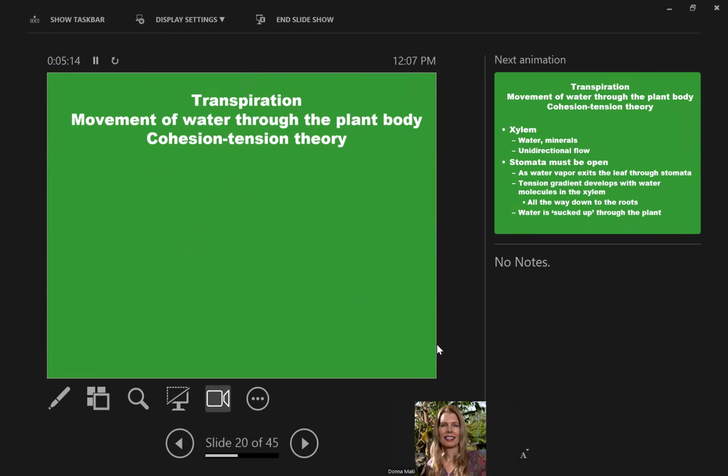One of the roots' main job, of course, is to take up water and dissolve minerals from the soil and then move it through the plant body. And so that process is called transpiration, which is the movement of the water through the plant body. And there has been really intense research on how this happens, like how can the water move?